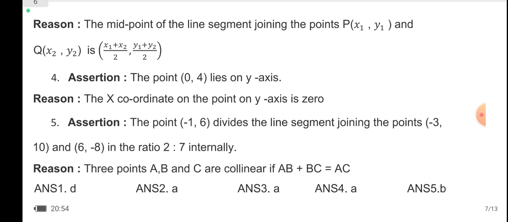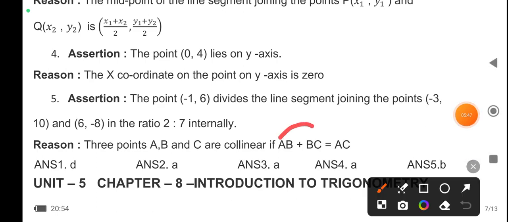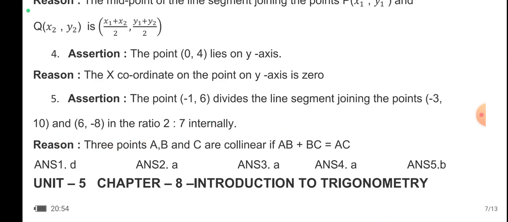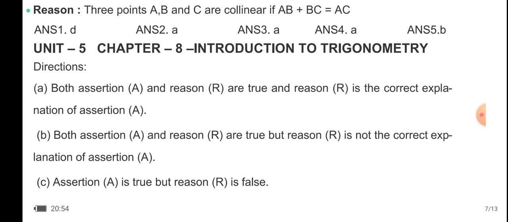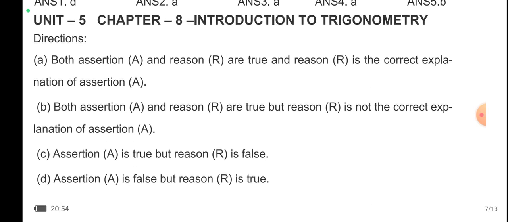Here both are correct only, but there is no relation between them. Collinear means AB plus BC equals AC. For the dividing, you apply the section formula and you get this also correct, but it is not the correct explanation. Option B. So the coordinate geometry I didn't solve, I'm asking you to solve.